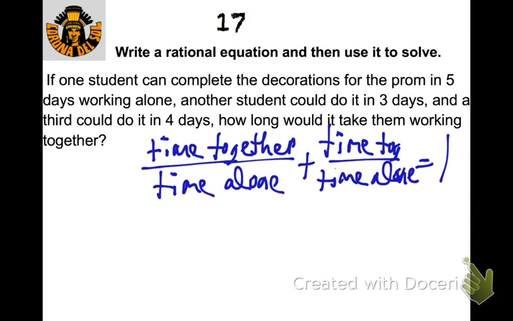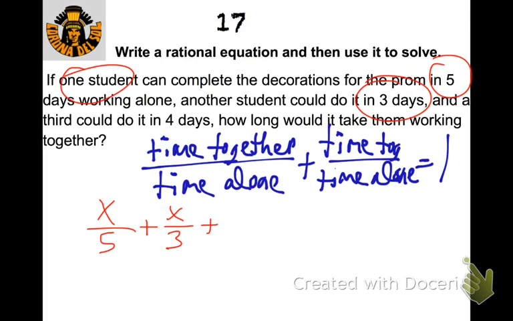This has 3 fractions. So it's going to be time together. We don't know what the time together is, so we're going to say that's x. And then the time alone: one of the students could do it in 5 days, so that's x over 5. The next student could do it in 3 days, so that's x over 3. The next student could do it in 4 days, so that's x over 4. And then equals 1. So they're able to complete one job, which is completing the prom decorations.